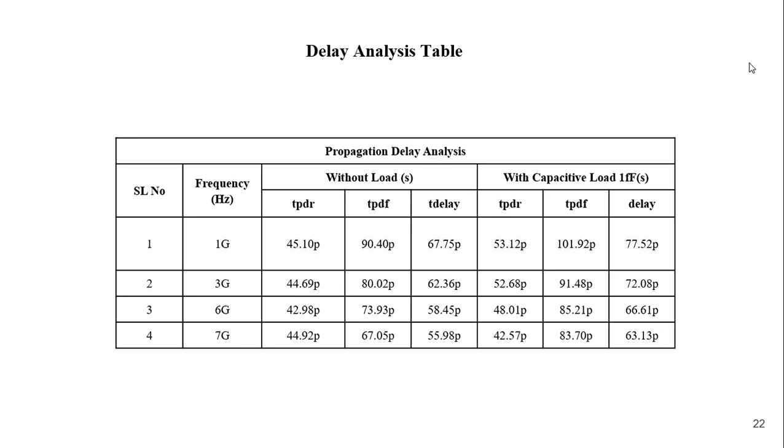Here all the frequencies from 1 to 7 gigahertz are shown without load and with load. We can see from the table that the delay at 7 gigahertz is quite low, only 56 picoseconds, and even at capacitive load, it's 63 picoseconds. So that is quite fast. You can say the comparator is very fast and working.